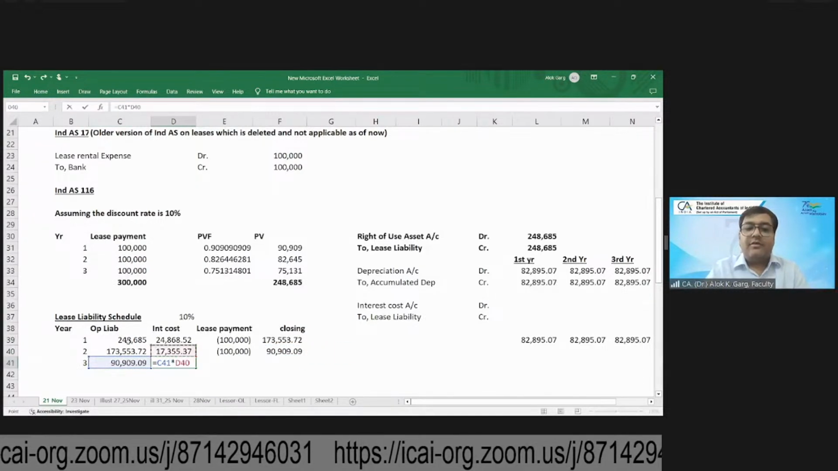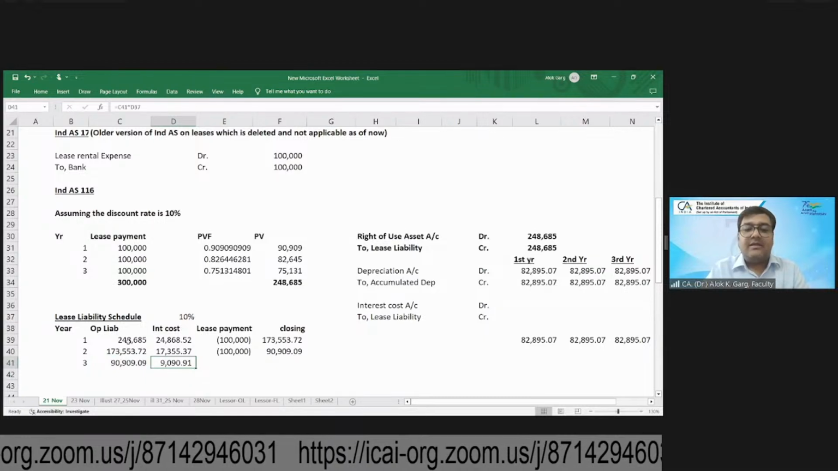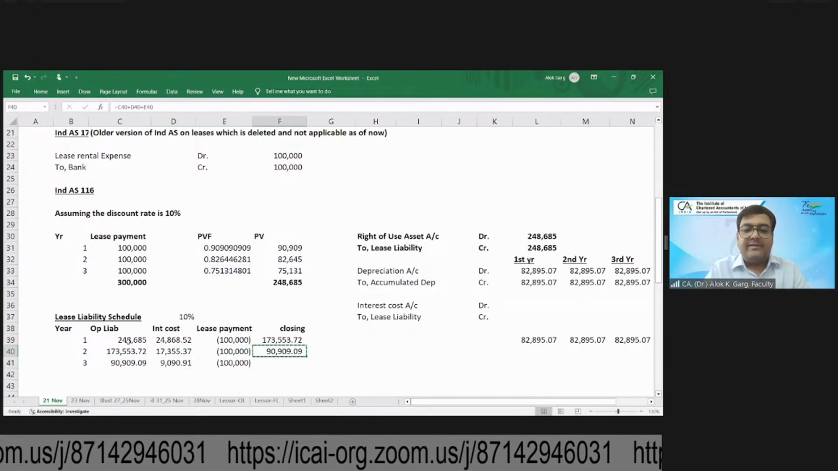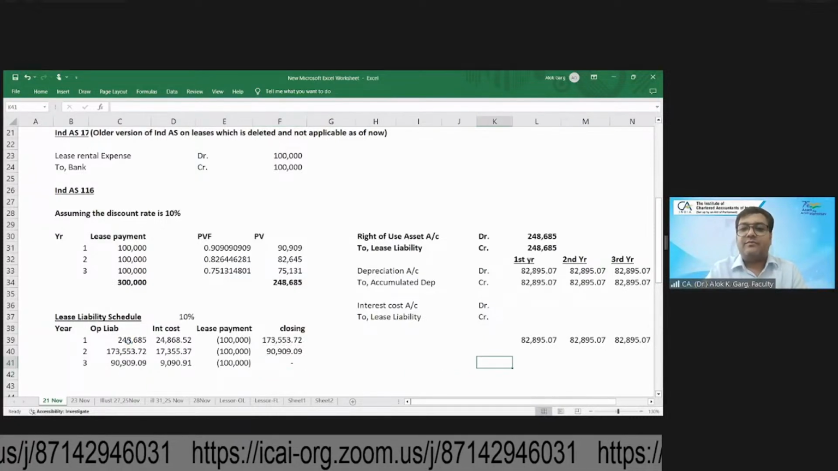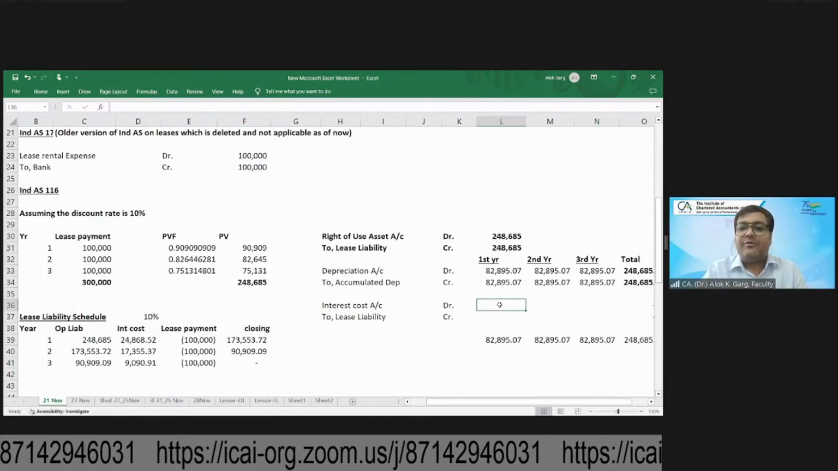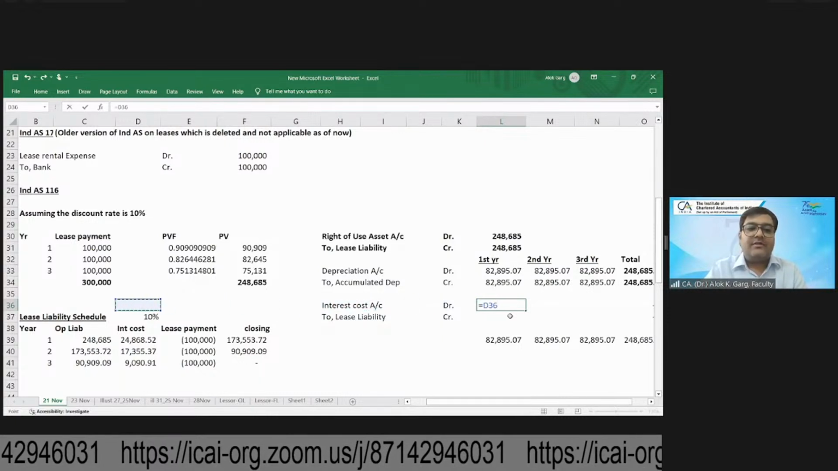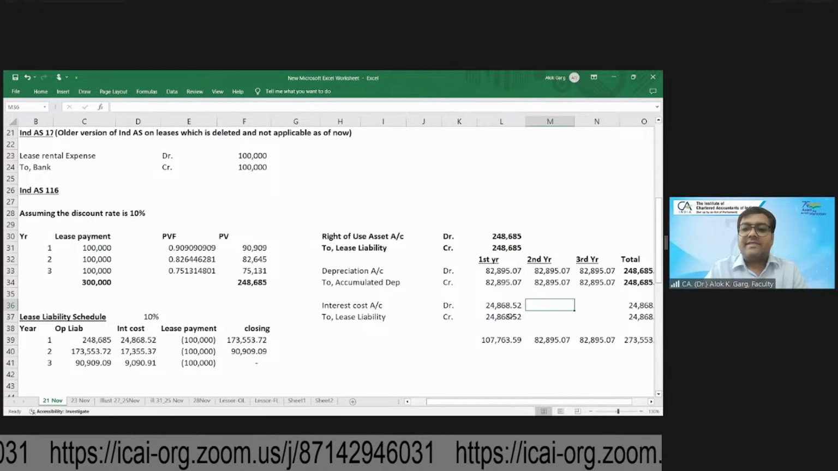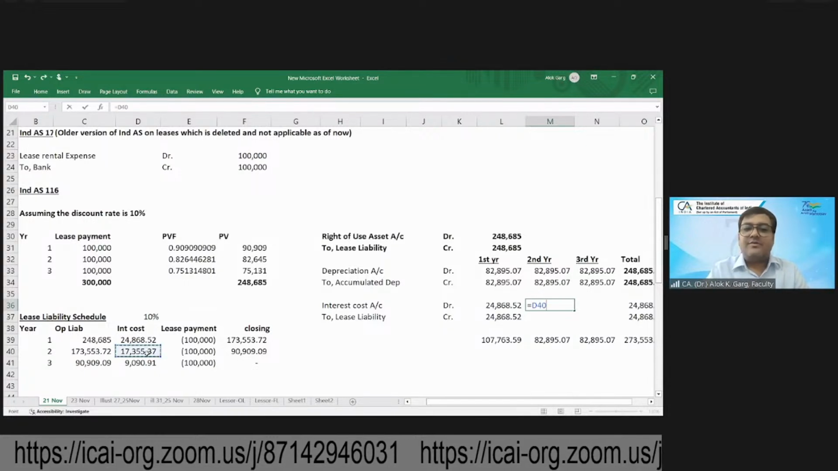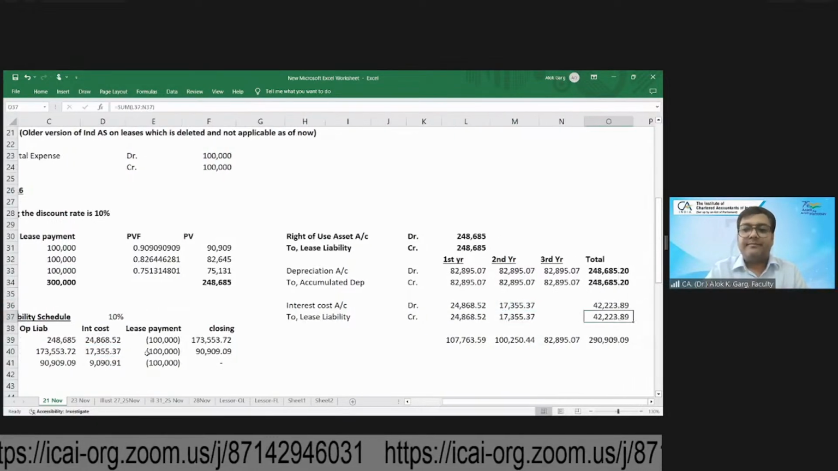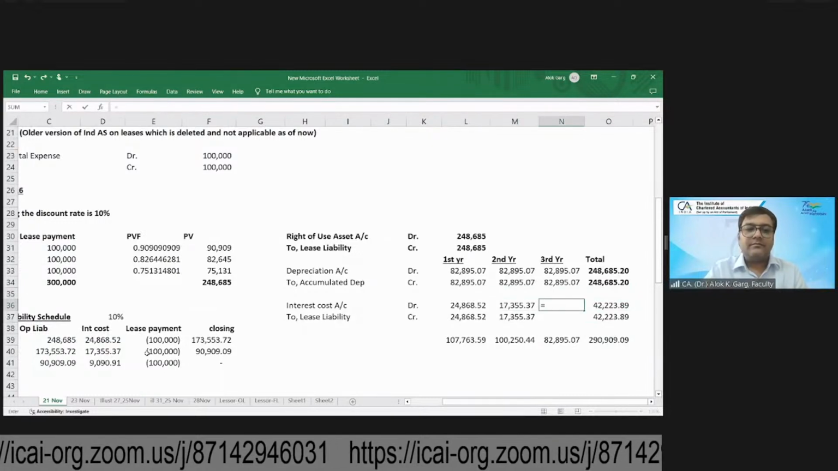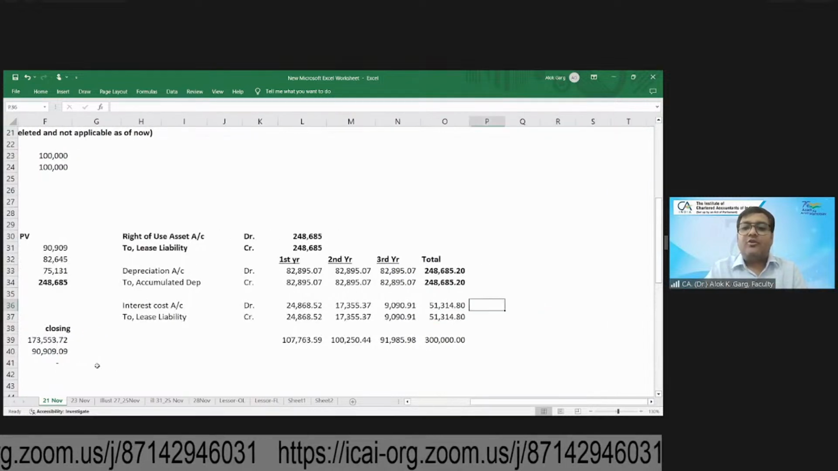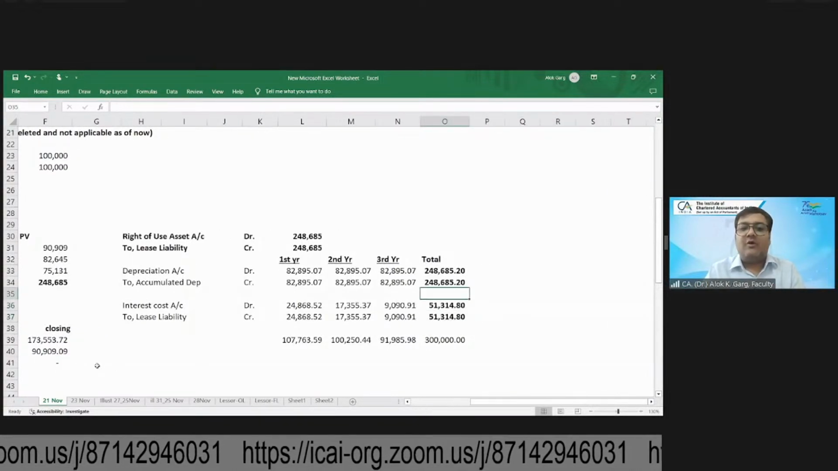You have to create an interest cost in the P&L. You have to make a lease payment at the end of the third year. And this is how your liability will also get to zero. And every year you have to debit the P&L. How much? In the name of interest cost, this to lease liability. Second year, 17,000 to lease liability. Third year, 9,000 to lease liability. If you can see, the total amount debited in P&L, how much?